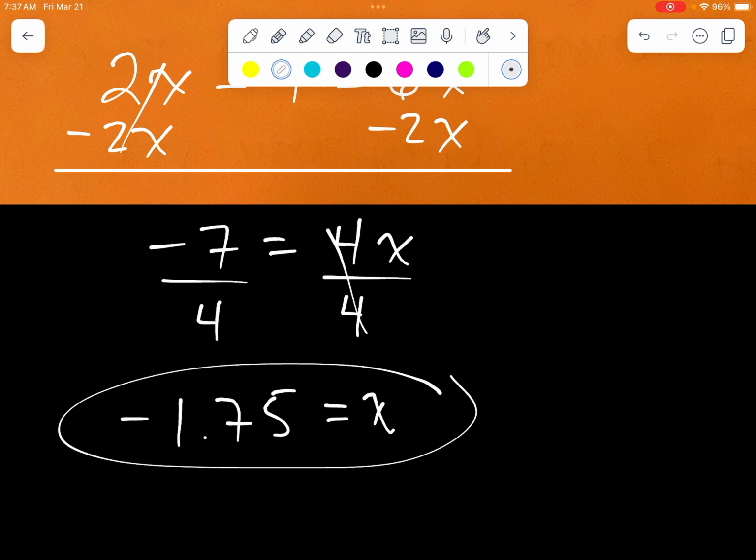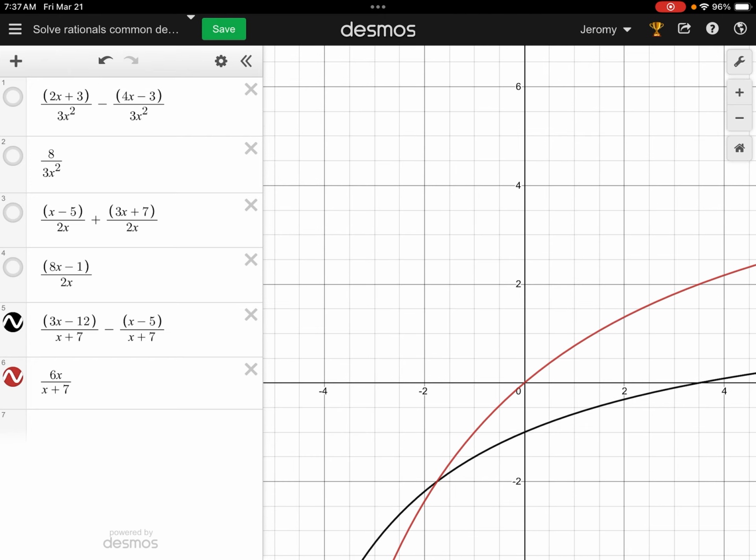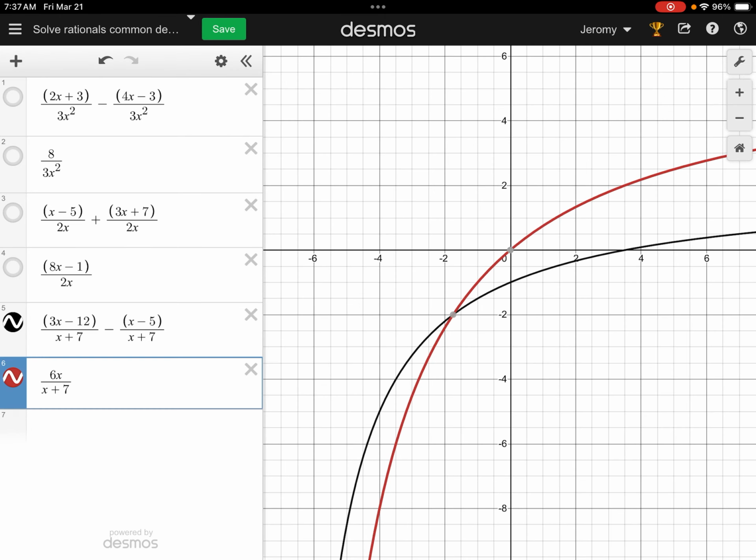Let's see what that looks like graphically. Let's see if we have an x value of the intersection at -1.75. So we put the left side here in our first box, we put the right side in our second box. We can verify that the intersection is there, and we have -1.75.